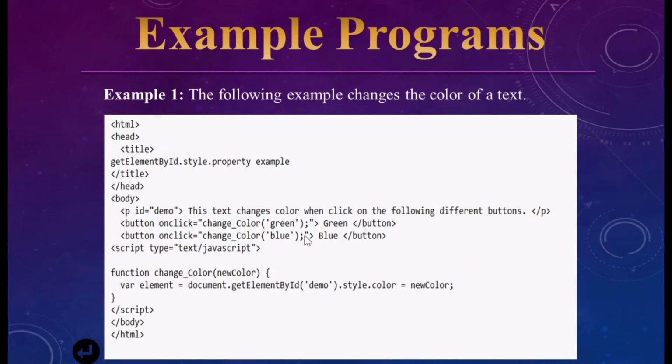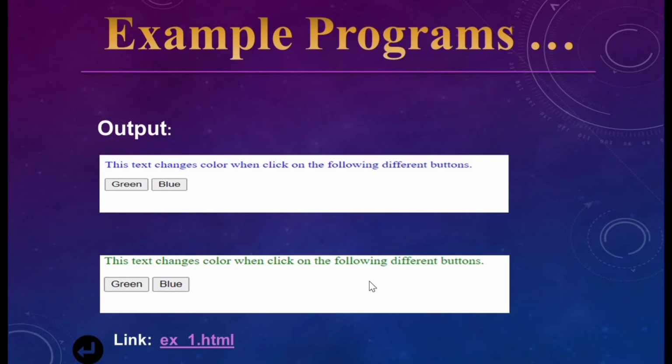Here we will change the style of that paragraph to the new color. When you click on the green button, the green value will be passed and the color will be changed to green, and the same for the blue button. When we click on the blue button, a blue value is passed to that function, the newColor value will be blue, and then the color of the paragraph will change to blue. So we can see in the example, when the green button is clicked, the text will be green.